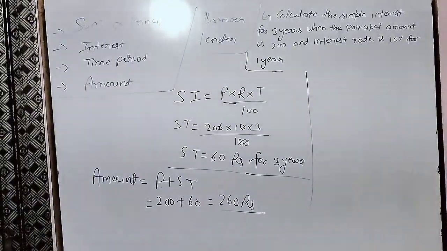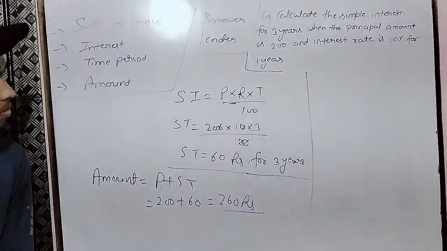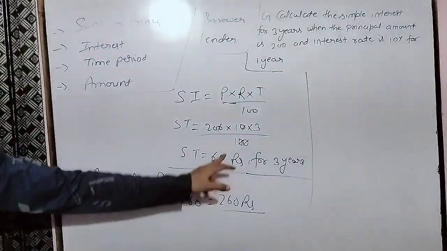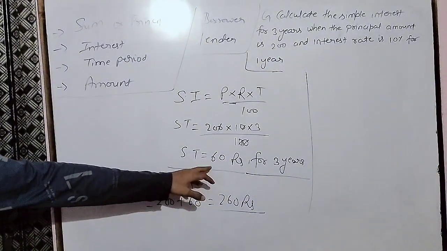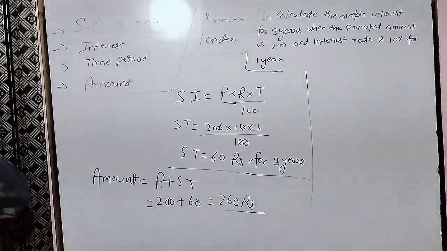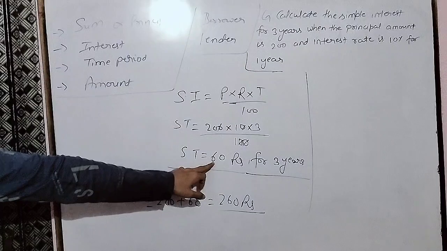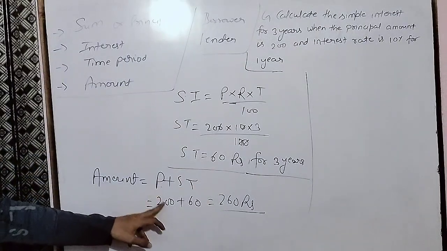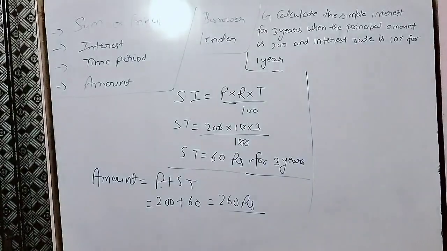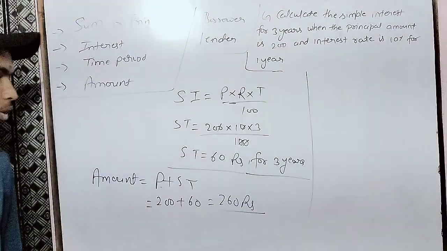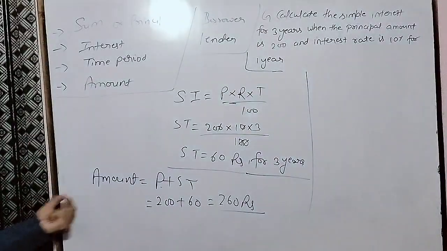You can see here how the question is solved, how questions like that are solved. Clear? So 60 is the simple interest for 3 years, and after adding it to the principal amount, the final amount is what will be paid to the lender.